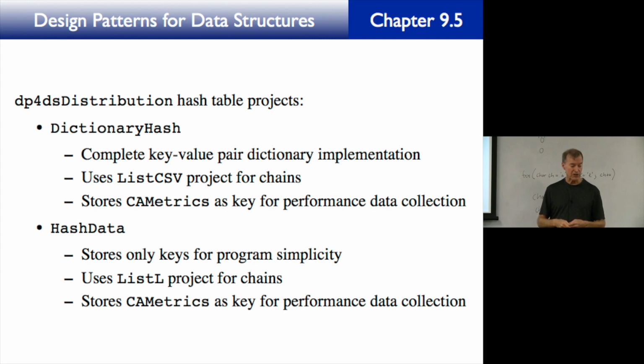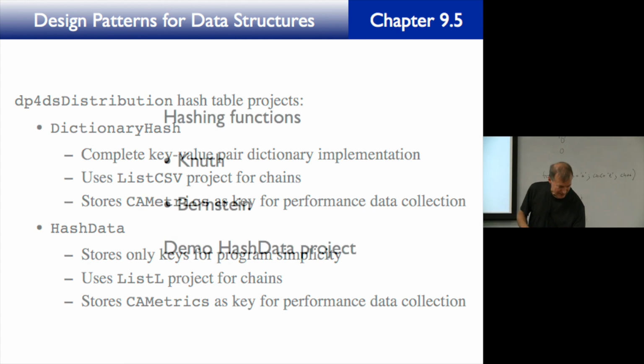All right, but the one we're going to use that you should install next is the hash data project. What it does is it uses list L. So your list L project has to be debugged. Okay, so you need to put that in your include path when you set up the project. It's going to use the list L project for chains. And furthermore, it's going to use our old friend CA metrics. CA stands for what? Comparison and assign.